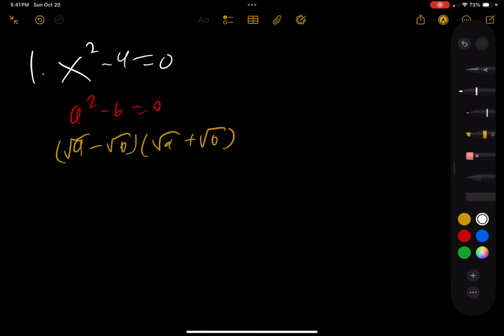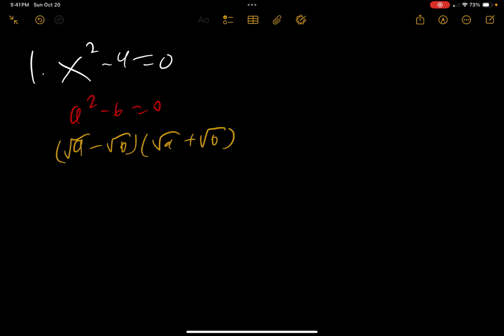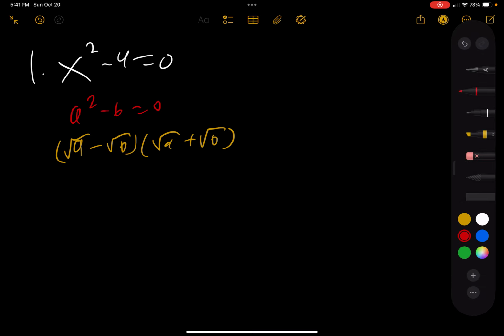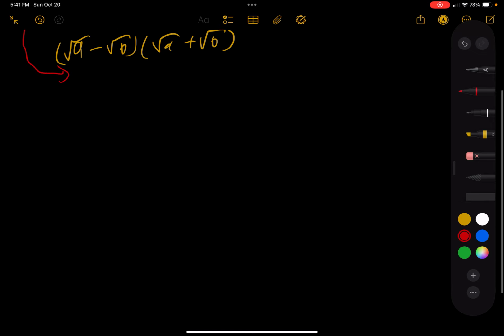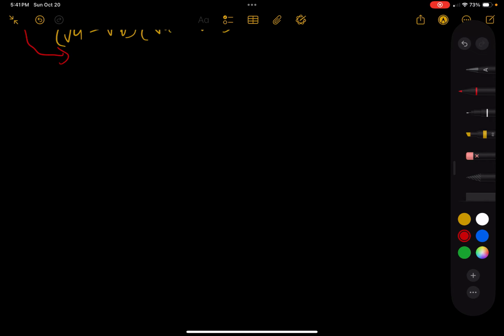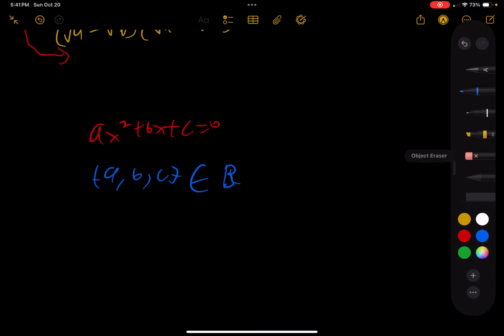Now we're just plugging in our values. So our a term, by the way, I probably should say this before we go on. When we are given a quadratic, it's going to be in the standard form ax squared plus bx plus c equals 0, where a, b, and c are part of the set of all real numbers. I mean, that's not even the right notation, but if you don't know what this means, this is just saying a, b, and c are real numbers.